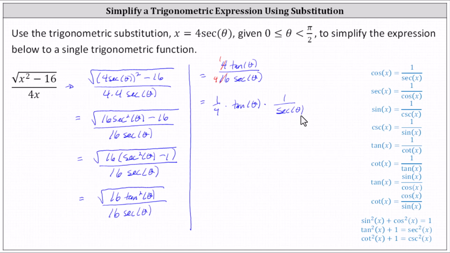But again, our goal here is to write this as a single trig function, so now we'll convert to sines and cosines. Recall tangent theta equals sine theta divided by cosine theta, and 1 divided by secant theta equals cosine theta. This gives us 1/4 times sine theta divided by cosine theta times cosine theta divided by 1. Simplifying, cosine theta divided by cosine theta equals 1, and now we have the expression as one trig function, which is 1/4 sine theta. I hope you found this helpful.